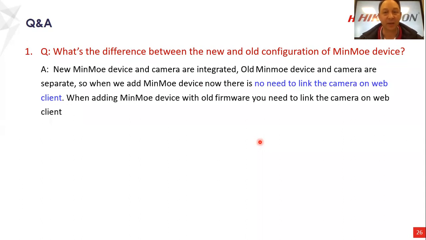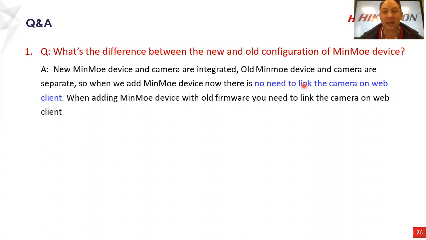Again, like I stressed earlier, firmware is key. You need to make sure that your firmware is up to date. Okay, so the new MINMO devices and cameras are integrated. The old MINMO devices and cameras are separate, right? So which means that you had to import them into HikCentral separately, the thermal and the optical, right? So the new ones, no need, right? So you import the device once and you have access to both the optical and the thermal images.